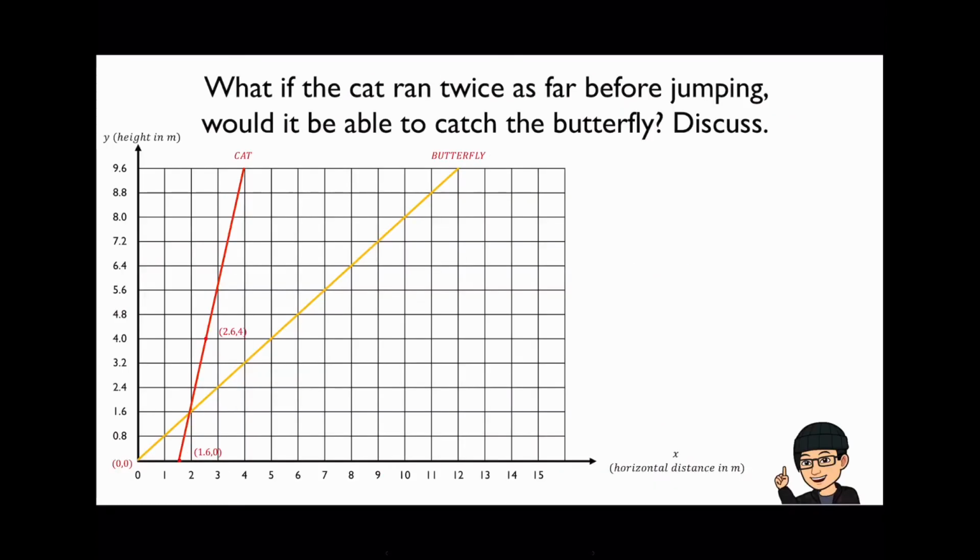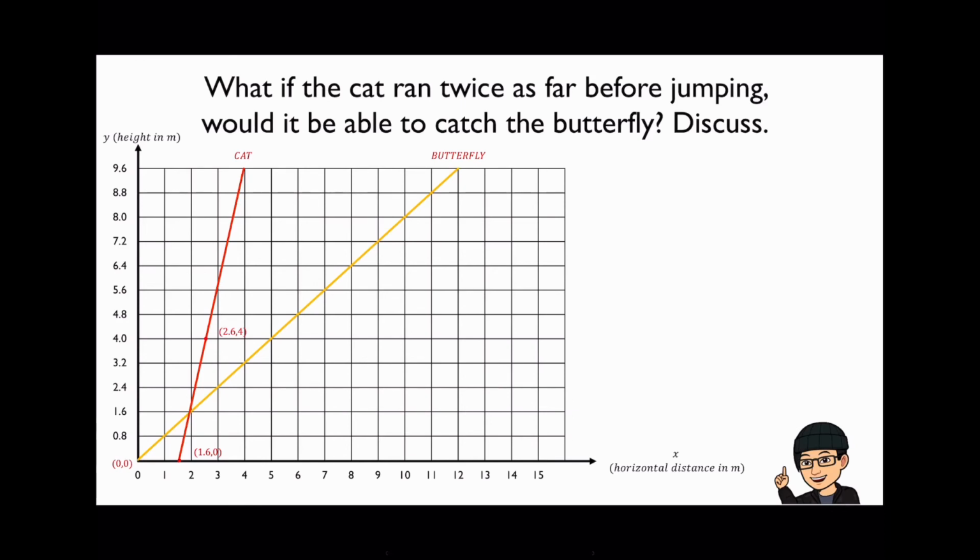And for the very last question, which is probably the most difficult, the question reads: what if the cat ran twice as far before jumping? Would it be able to catch the butterfly? You need to be able to discuss and go into a lot of detail in order to get full marks for this particular question.